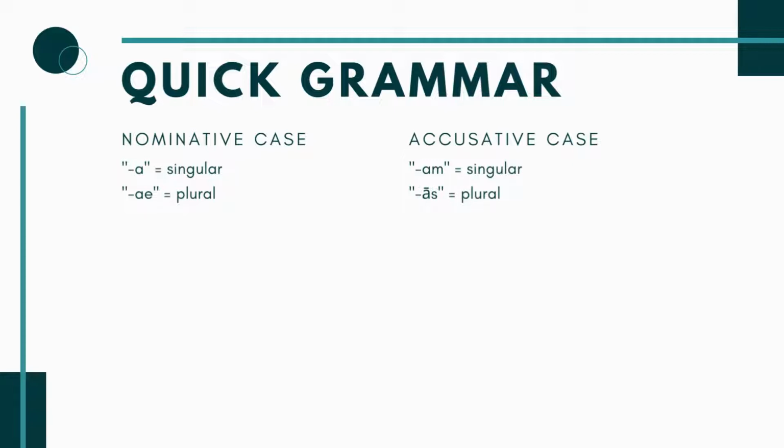On the other side, we have the accusative, which is really for direct objects, right? Things that receive the action, or something is happening to them, is one way to think about it. And we've learned so far that AM is singular and AS with a macron, or a long mark over it, is plural. So again, AM and AS represent direct objects. The only difference is between singular and plural.